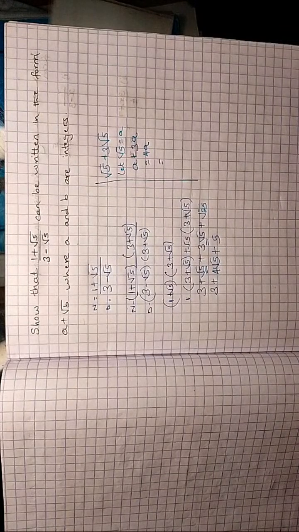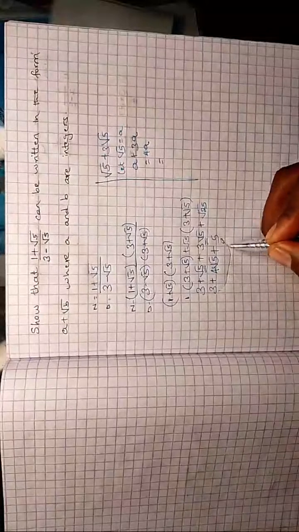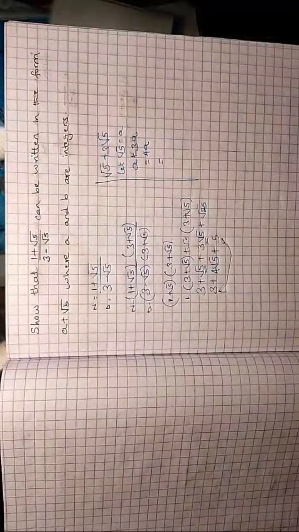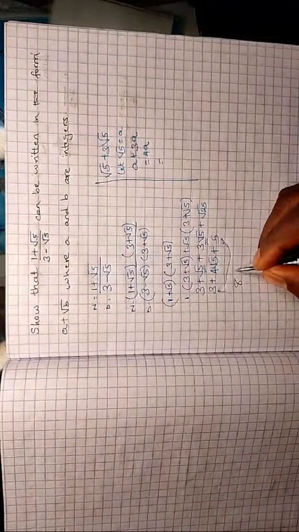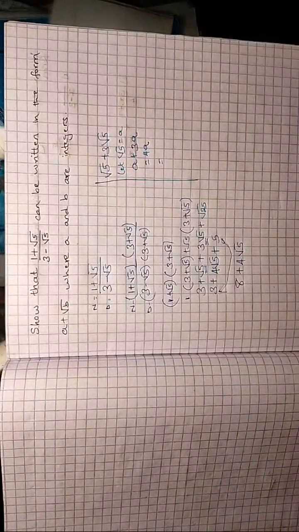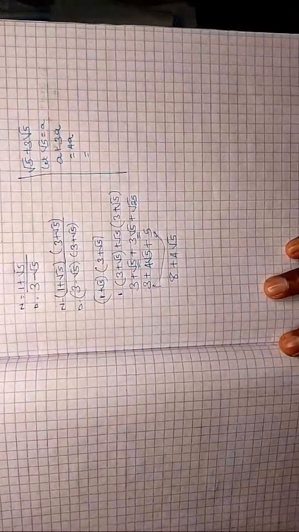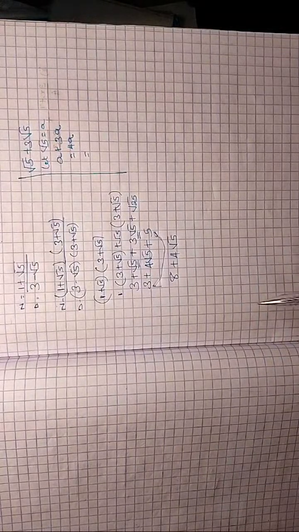Let us continue. Now it will be 3 plus 5, I add this one and this one, which is 8 plus 4 root 5. That's the first thing we have done. So from there, I have completed the numerator.